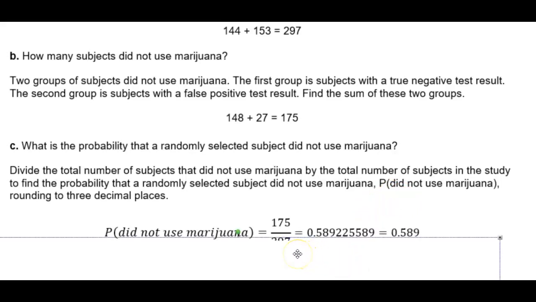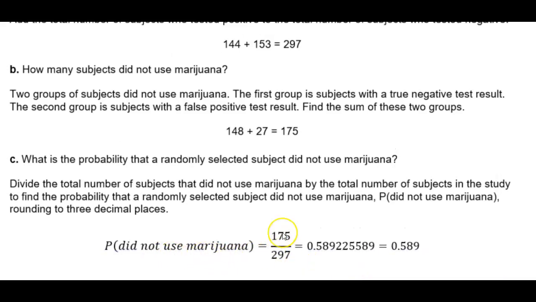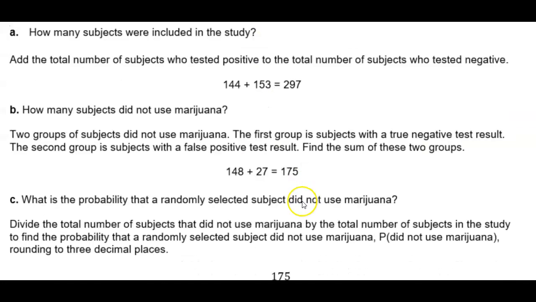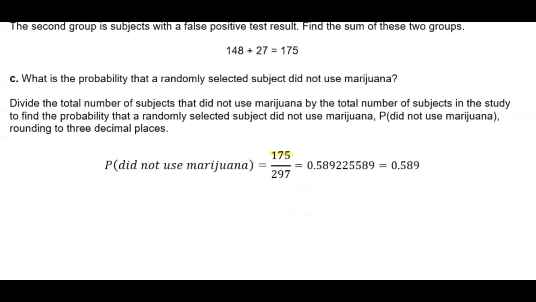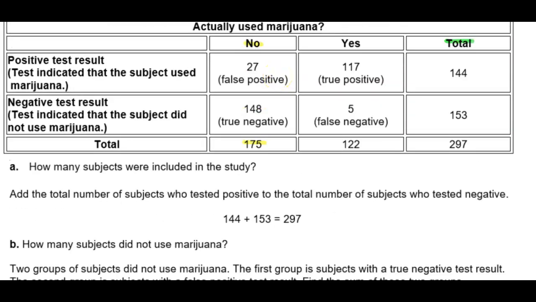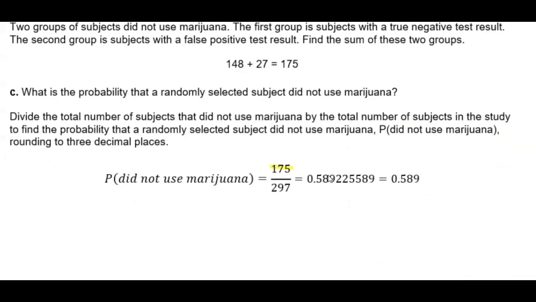So here's the probability of the subjects that did not use marijuana. We would take 175, which is the amount over here, the total that said no, and then we're going to divide it by the total of the entire group, which is 297. And so therefore we would get 0.58922589. Rounding that to 3 decimal places gives us 0.589.